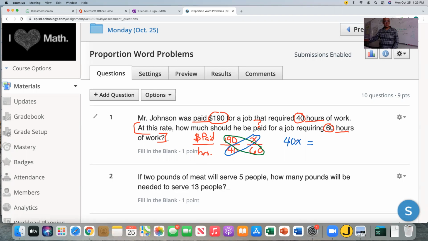All right, I'm going to work that out. 190 times 60. So notice how I just took off the zeros. I'll add the zeros at the end. 6 times 9 is 54. 6 times 1 is 6 plus 5 is 11.